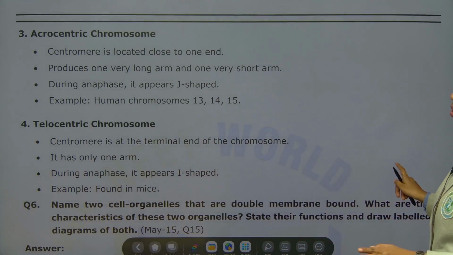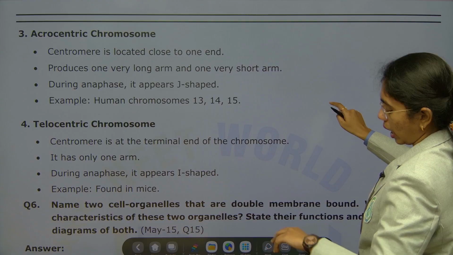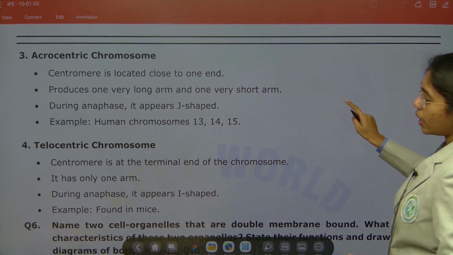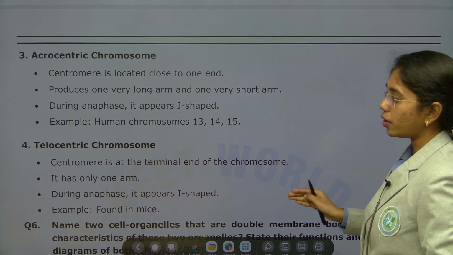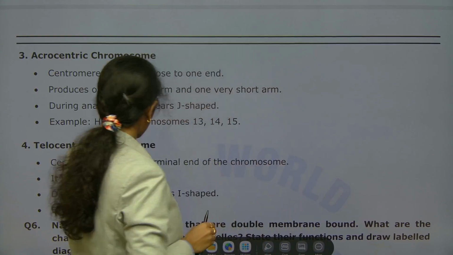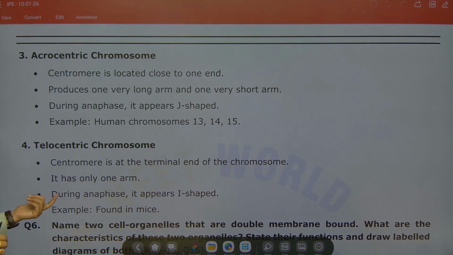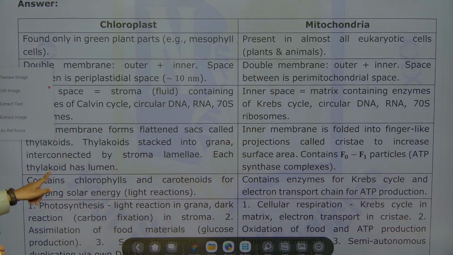Next, the telocentric chromosome. The centromere is at the terminal end of the chromosome and it has only one arm. During anaphase, this appears as an I shape. This is found in mice. This is the example.